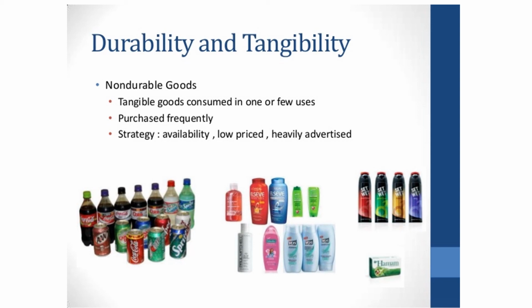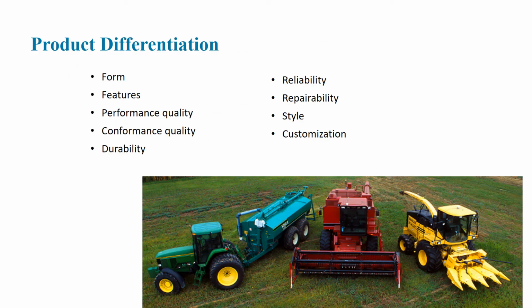When we talk about durable goods, we're talking about things that last much longer. With product differentiation, and here we've got some durable goods pictured, we're looking at lots of different things that we can change. Can we change the form? Well, we have liquid Tylenol as well as pill form and caplet form. What features? Well, this one is a Tylenol cold medicine, so it's also got some cold medicines with it.